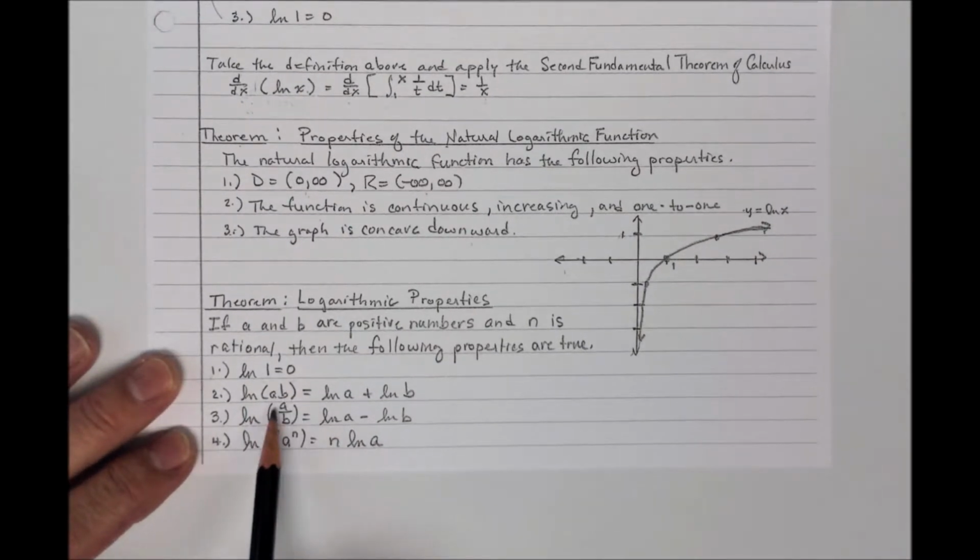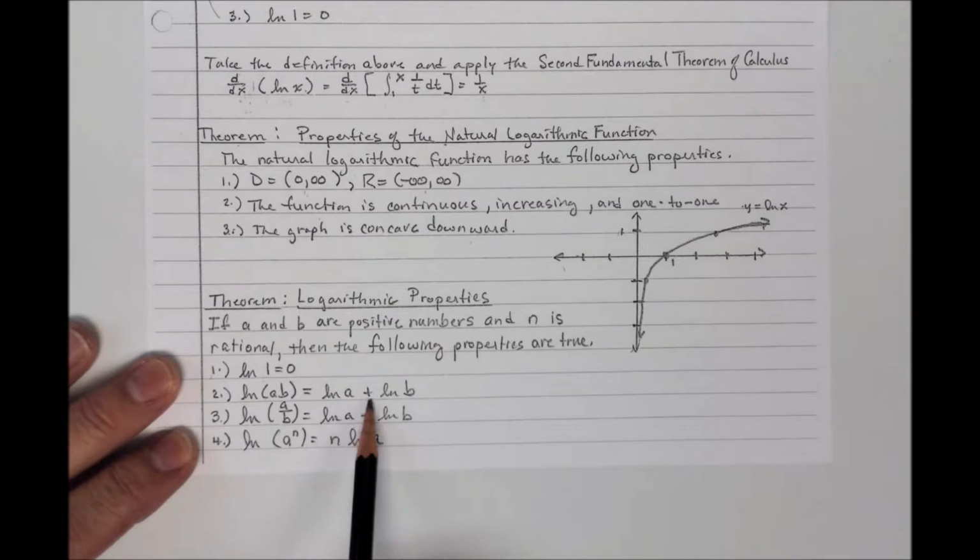The natural log of a times b is the natural log of a plus the natural log of b. The natural log of a divided by b is the natural log of a minus the natural log of b. And then this is kind of an extension of property 2, that the natural log of a to the n is n times the natural log of a. It's as if the exponent comes out in front.